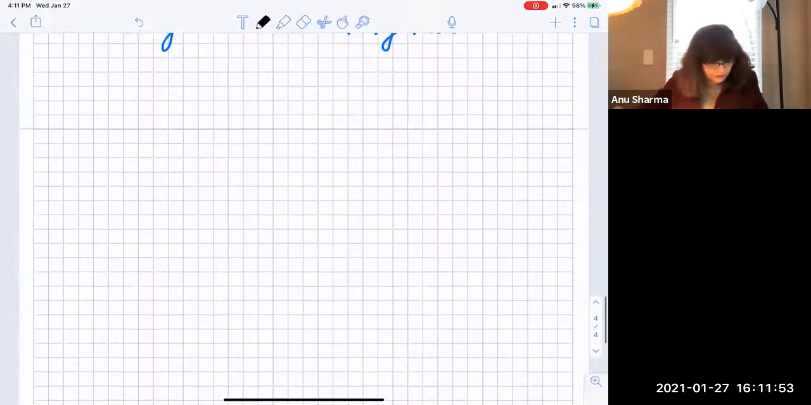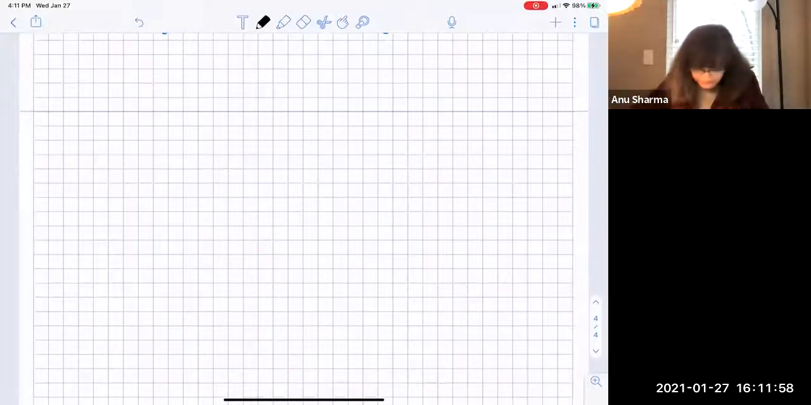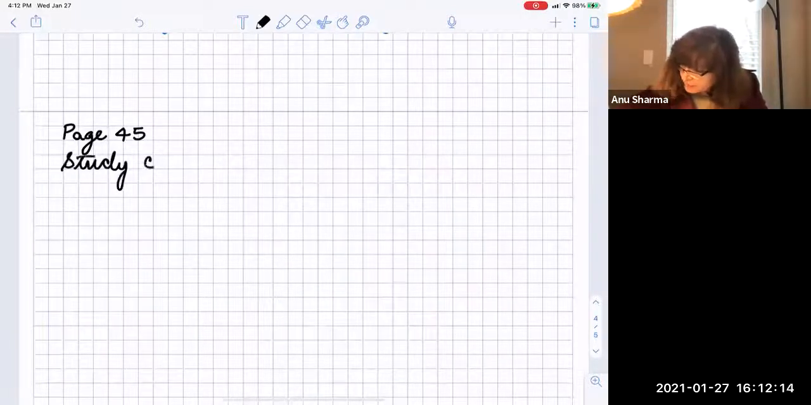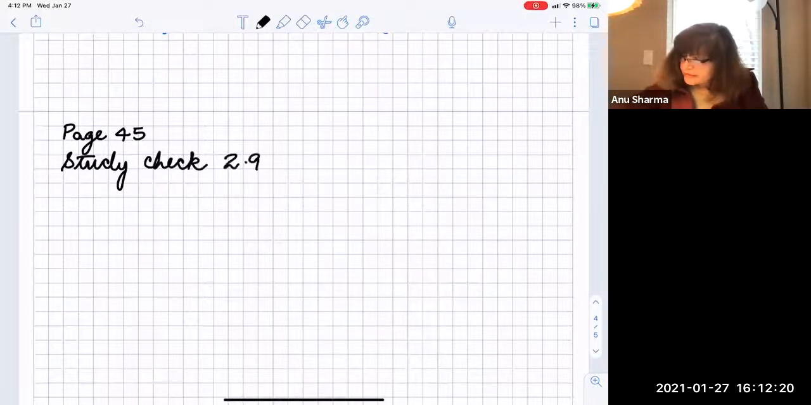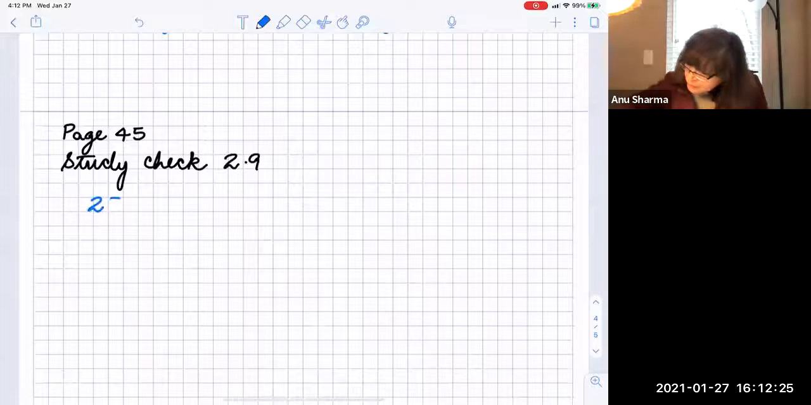All right, so let's finish this problem right here, page 45. Now we are looking at these conversions. This is a study check problem, 2.9. Here you are given a total of 2500 milliliters of boric acid. Write down all that is given to you.